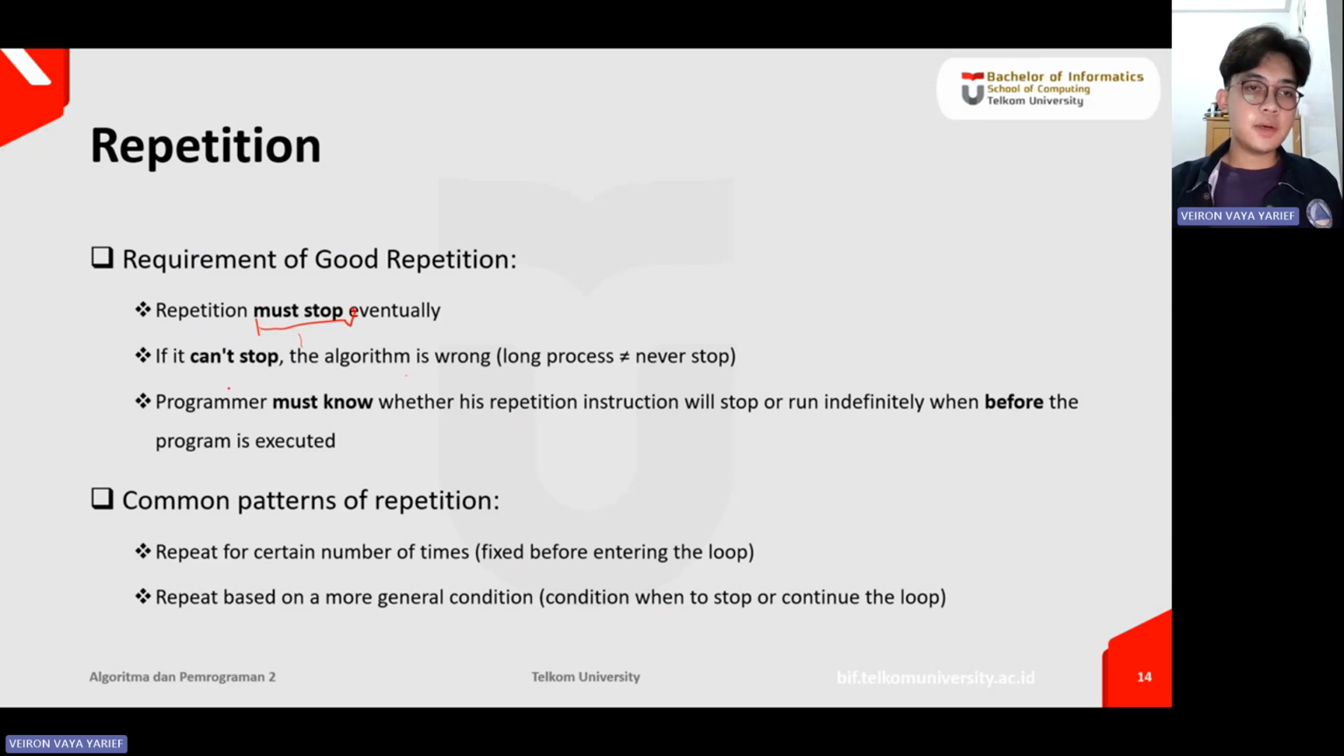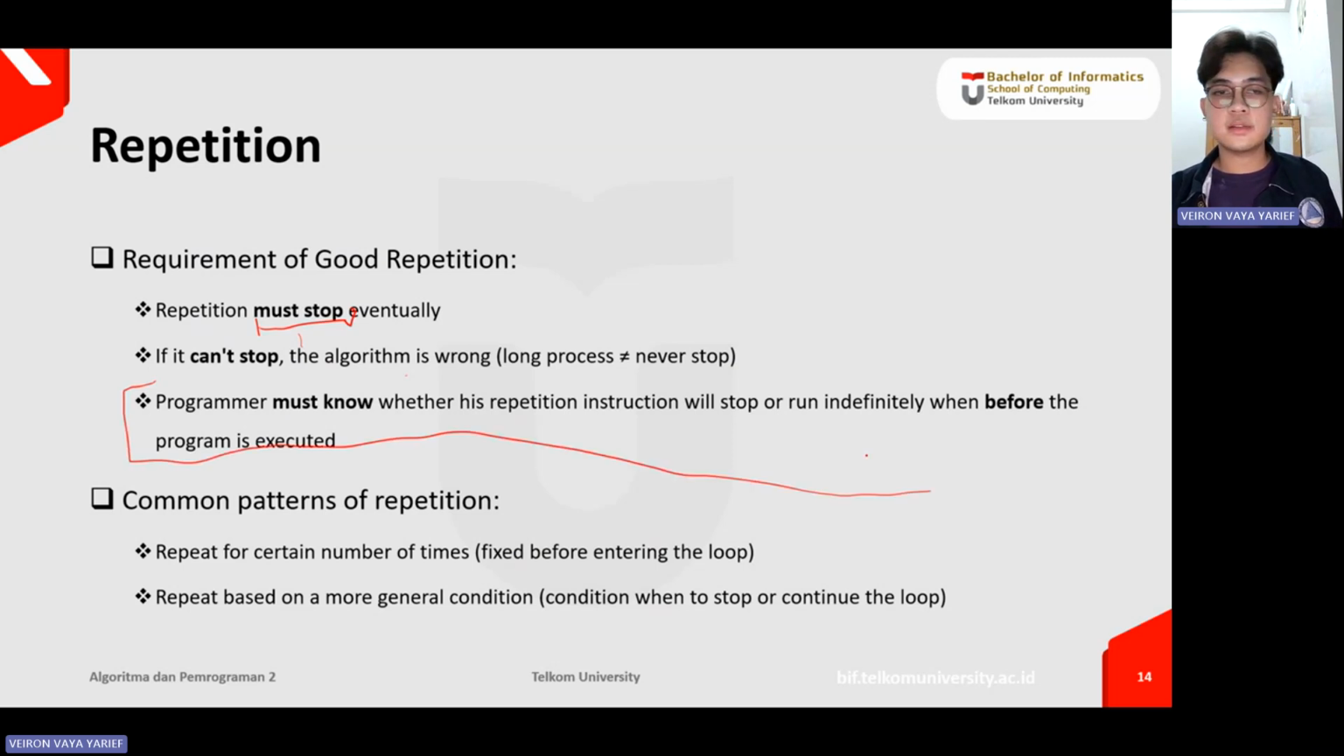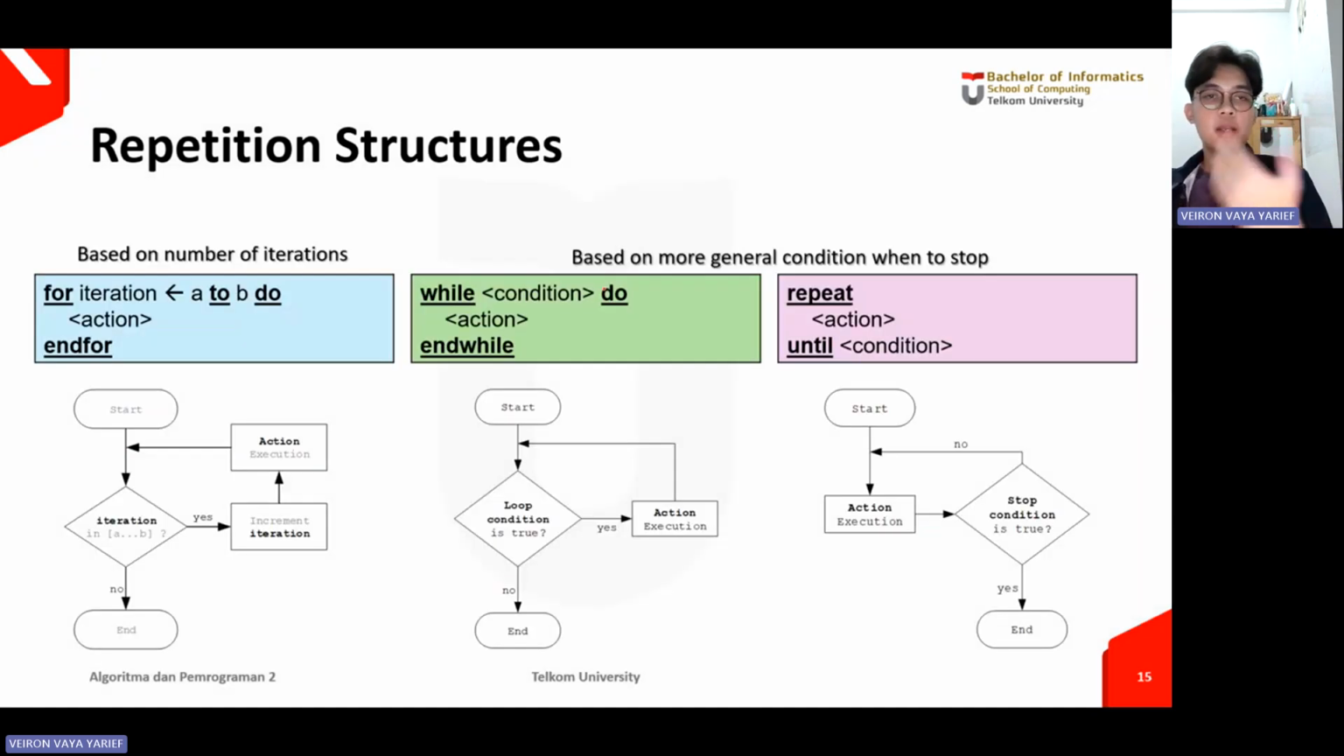What I want to point out is the third point here. Maybe people don't take this seriously, but a programmer must know whether his repetition instruction will stop or run indefinitely before the program is executed. As programmers, we usually write the code and let the computer do all the job. But we actually need to know how to make a good loop, okay? It will take from point 1 and point 2, like that. That's for repetition.